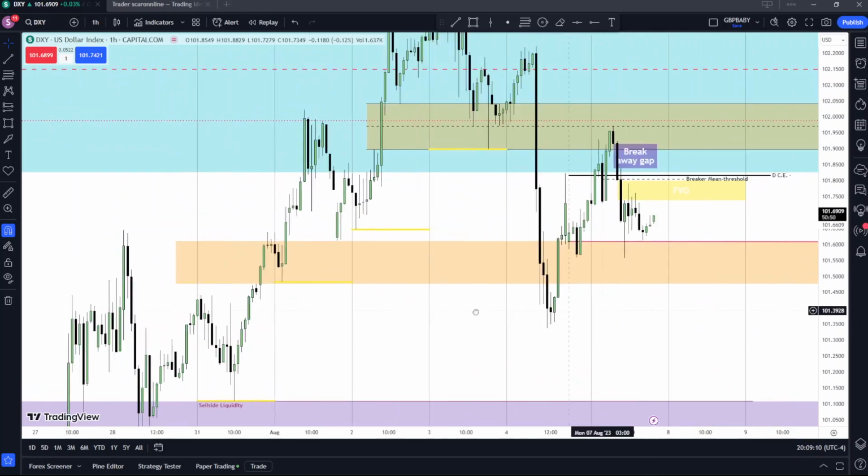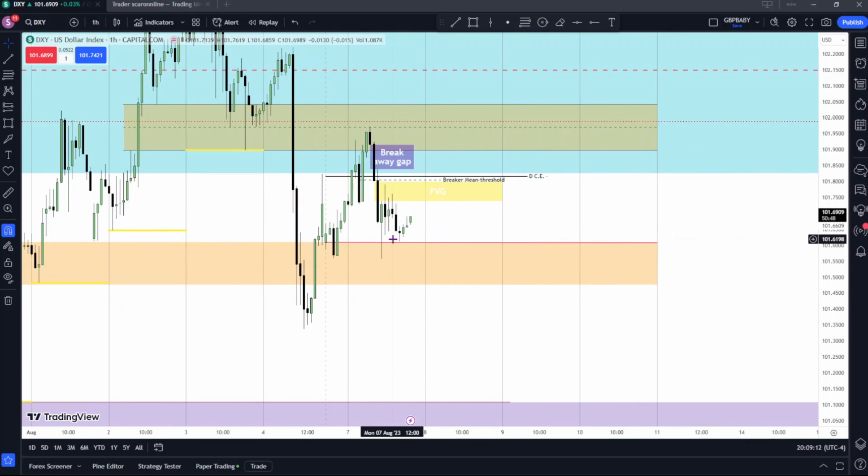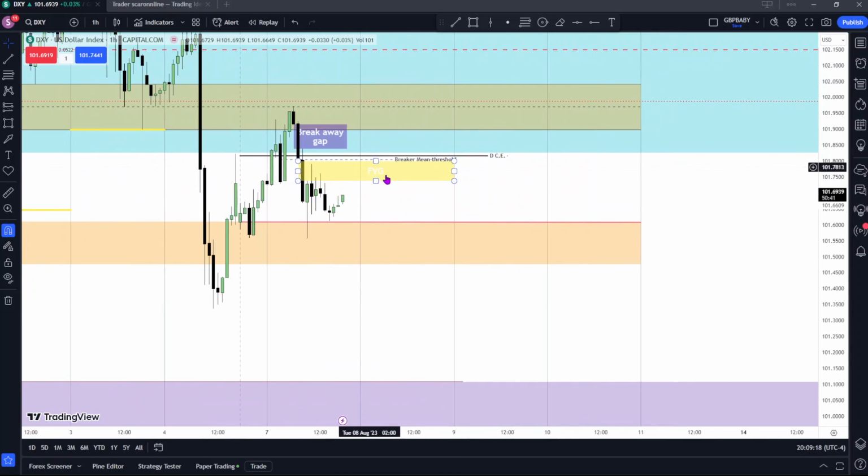Let's not forget that this is a daily fair value gap, so I do want to see price trade into that, and there's this liquidity void. But first, let's see if we can reach into this fair value gap.